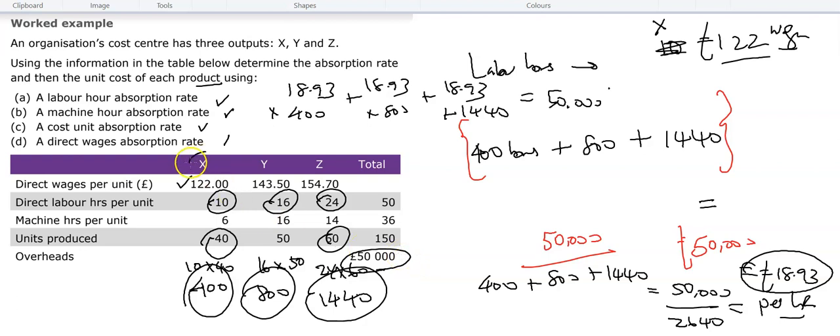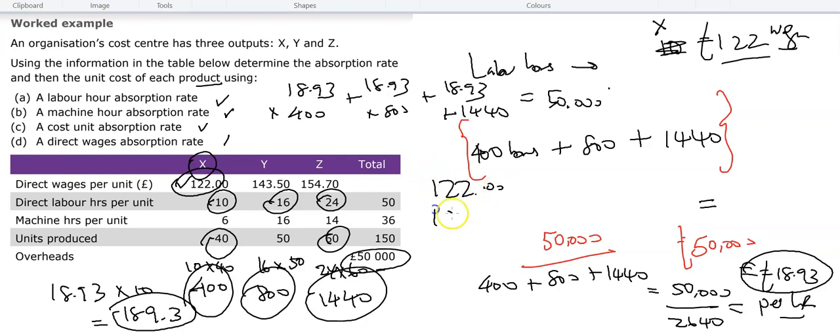So when they ask you to just focus on X, they're saying that's the wage per unit. We know that. And you needed 10 labor hours. So the overhead we should give to X will be based on £18.93 times 10, and that's 189.3, which I believe is your answer. So this is the overhead cost for just a unit of X. You are correct, because the full cost of X really is 122.00 plus 189.3.